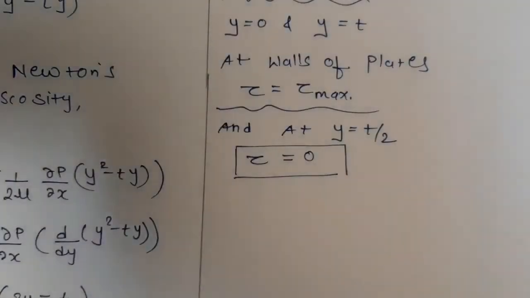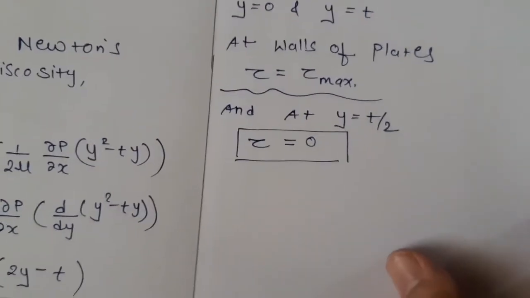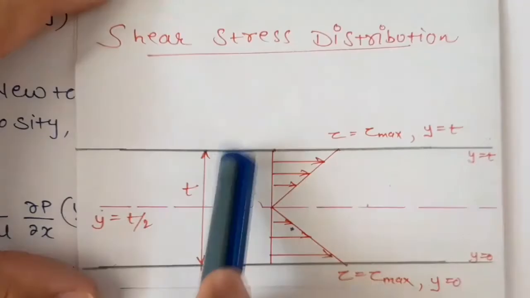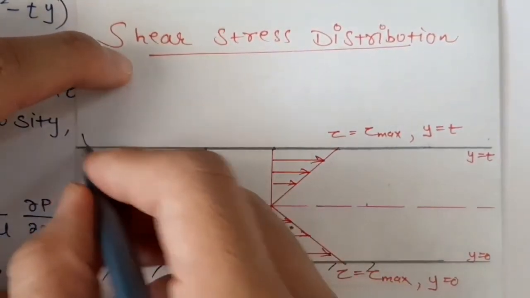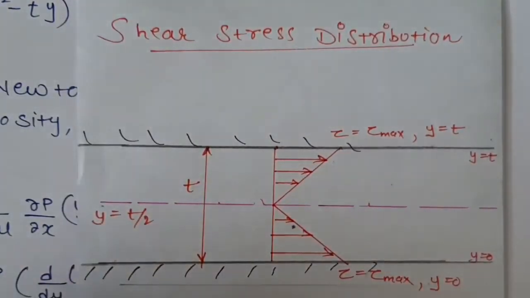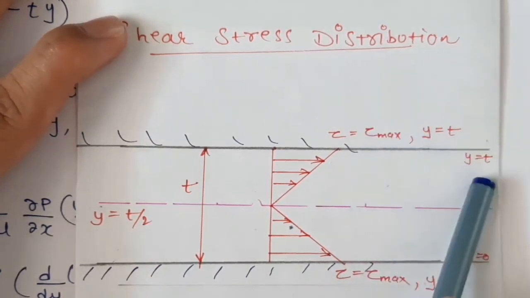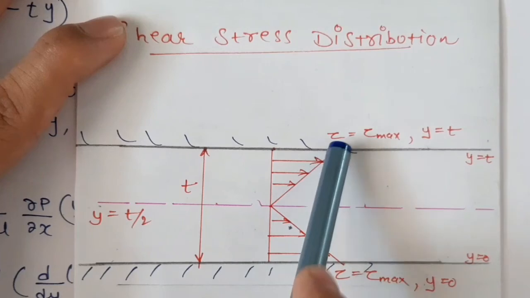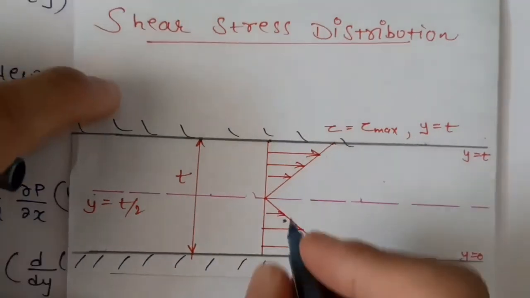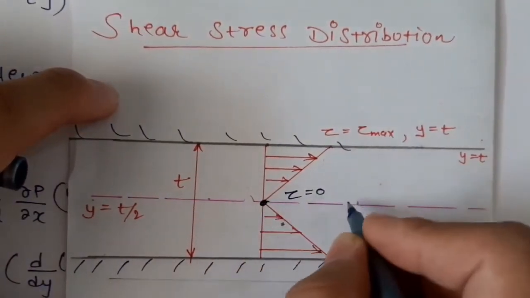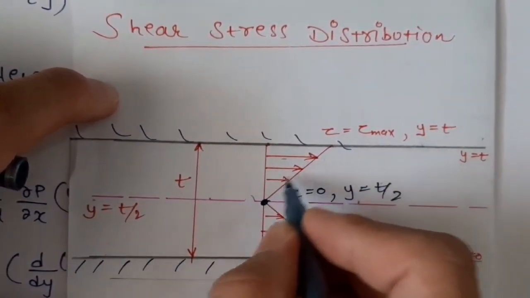As the degree of y is 1, the graph of tau versus y will be linear. So here is the shear stress distribution. These are the plates, these are parallel fixed plates. At y equals 0 we get tau equals tau max, and at y equals t we get tau equals tau max. So the graph moves like this. And at y equals t by 2 we have tau equals 0. So the graph moves like this. These are the shear stress distribution.